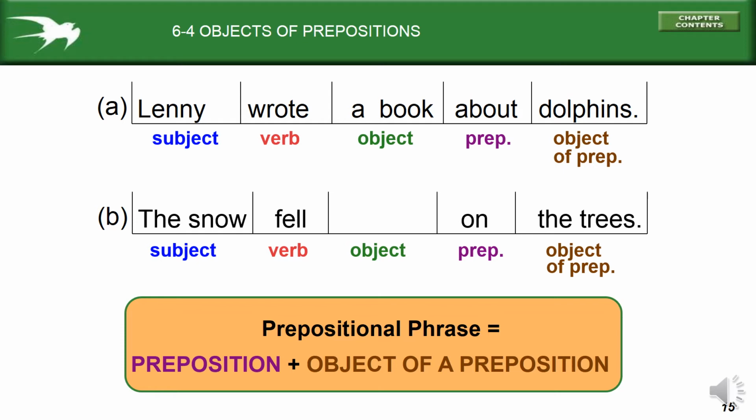And B, the snow fell on the trees. The snow is the subject, fell is the verb. There is no object, as you can see. On is the preposition. On what? On the trees. So the trees is the object of the preposition.